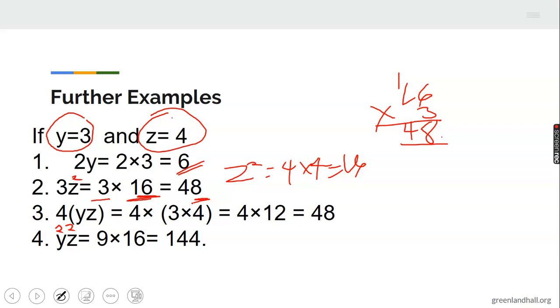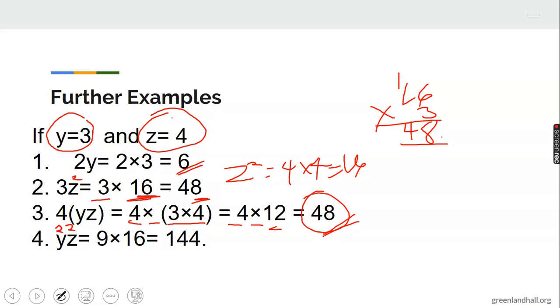Look at this third one. 4 and then we have in bracket YZ. When the two letters are together like that, you multiply them. So we have 4 times YZ. Y is 3 and Z is 4. So you say 3 times 4, and that's 12. So we have 4 times 12, and 4 times 12 is what? 48. That's what brings us to this answer.